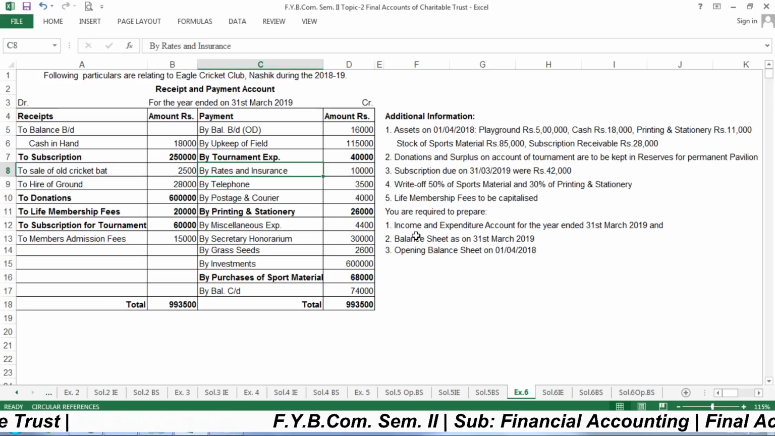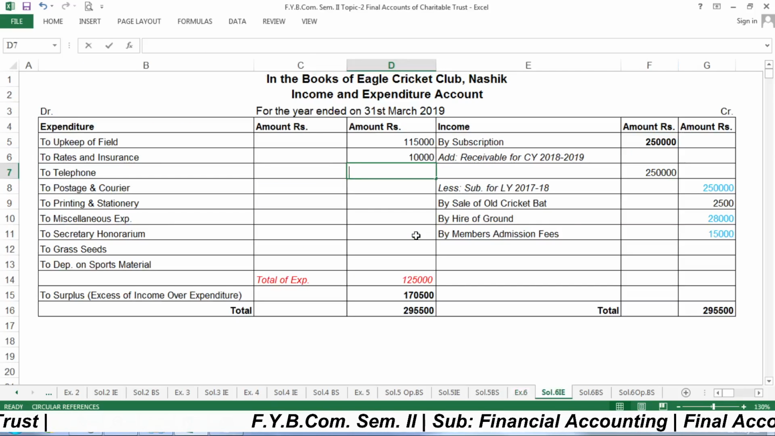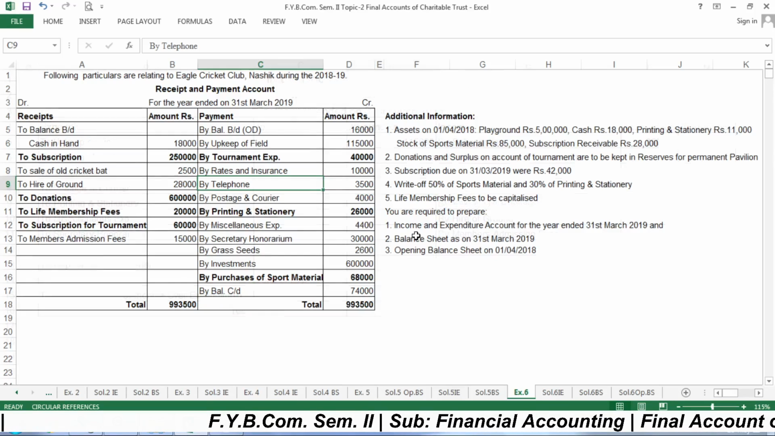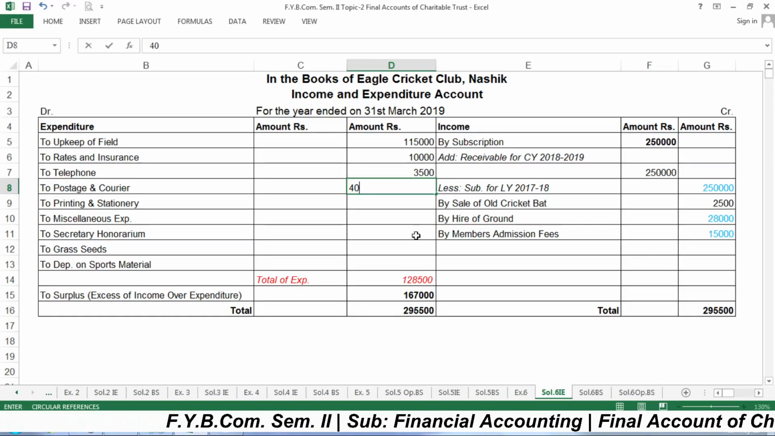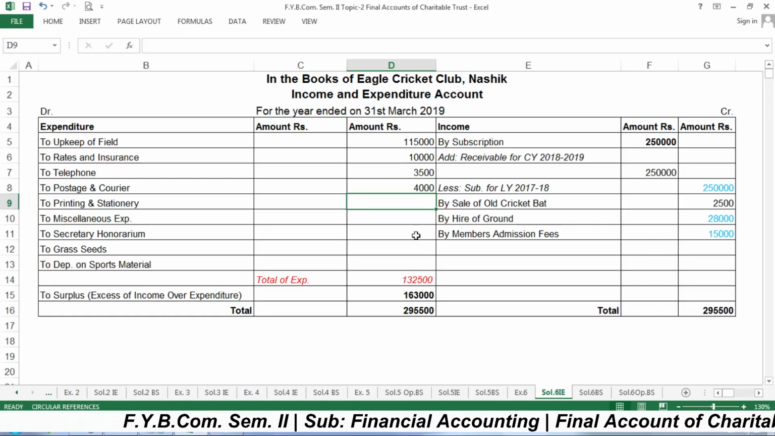After that, we have an expense of telephone, that is 3,500. So expenses of telephone rupees 3,500. Then postage and courier of rupees 4,000. Again, we will mention it on the expenditure side, expenses of rupees 4,000.